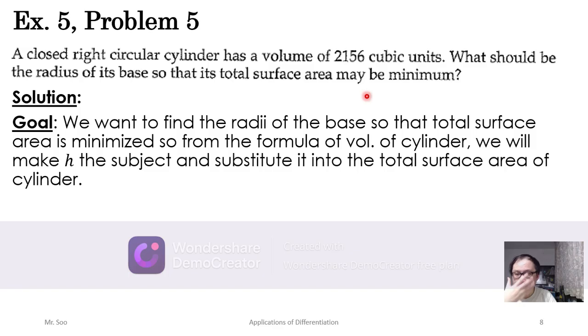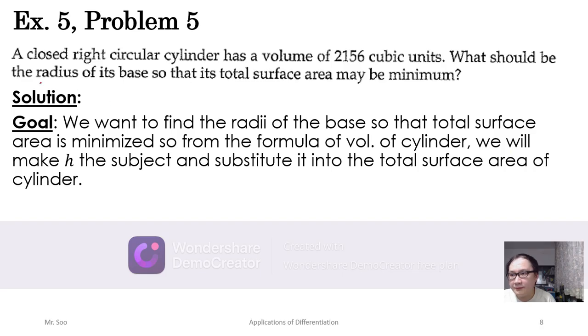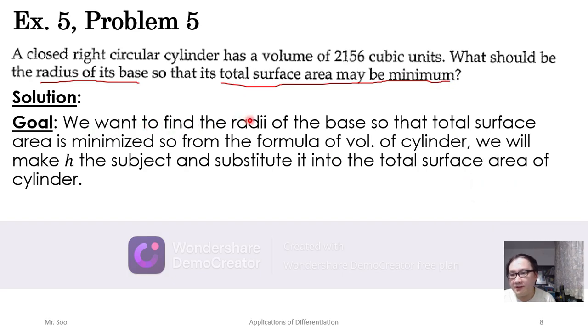Our objective, or our goal here, is to find the radius of the base so that the total surface area is minimized. You look at the question. The question is: what should be the radius of the base such that the total surface area is minimized, or minimum? That is what the question is asking you. So our goal is to find the radius of the base so that the total surface area is minimized.